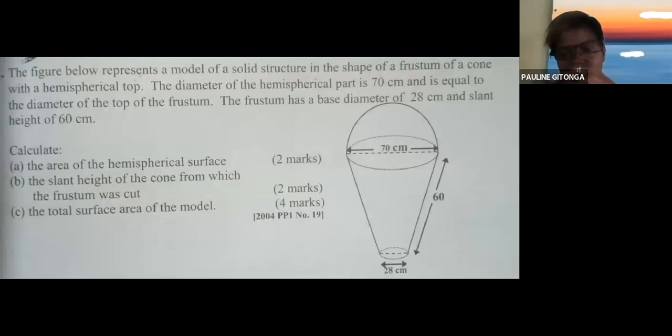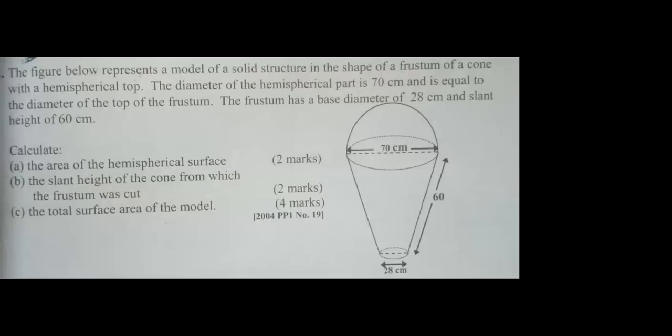So when I substituted 70, the diameter of the bigger over the diameter of the smaller, is equal to the total slant height over the slant height of the small cone, which is 70 over 28 will give us 60 plus x over x. Then 70 over 28, substitute by 7, you get 10 over 4.